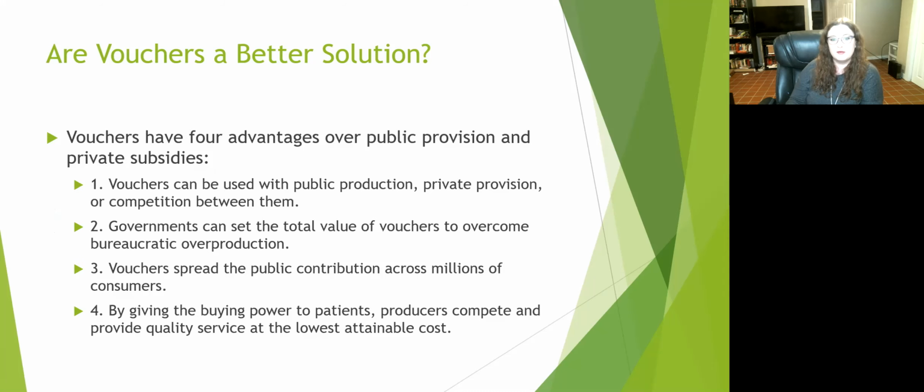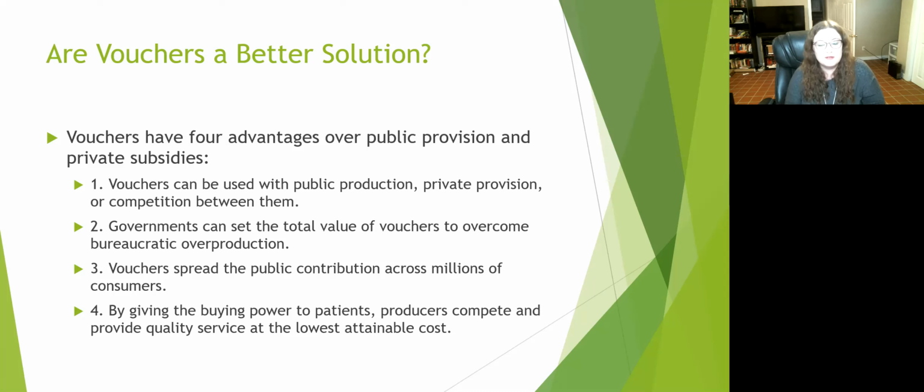Anyways. A lot of economists think that voucher systems might actually be a solution to a lot of what this problem is, right? Because vouchers have a bunch of advantages over government providing things or subsidizing private use. Because vouchers can be used with public production, it can be used with private provision, or it can be a competition. So if you have a voucher that you can either take to get your government insurance or to get a private insurance, and you might pay a little bit more, a little bit less, depending. Well, that's really interesting because you can use it in both markets then. It makes it competitive in between the markets.